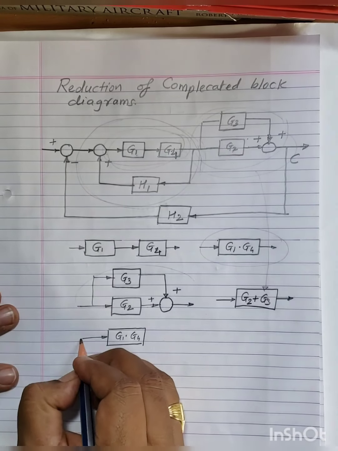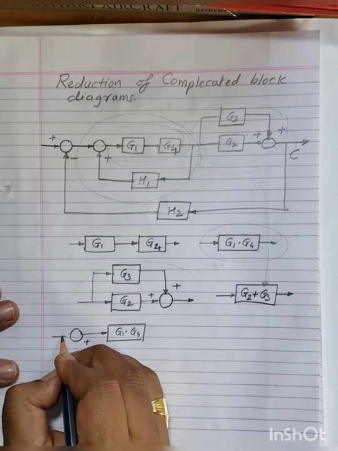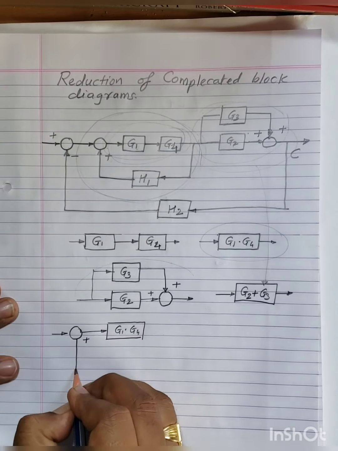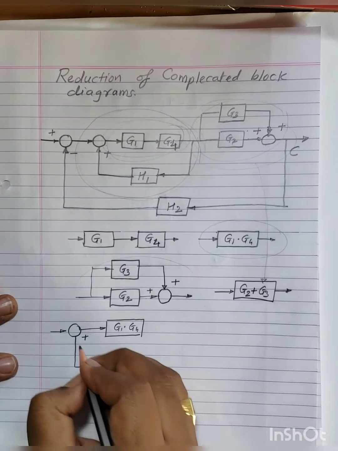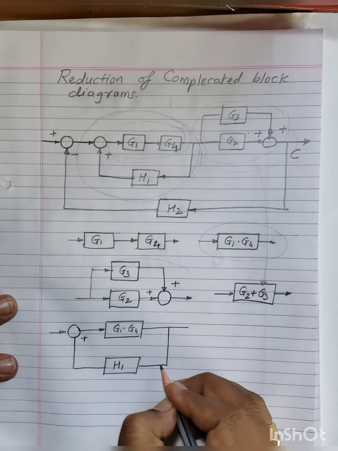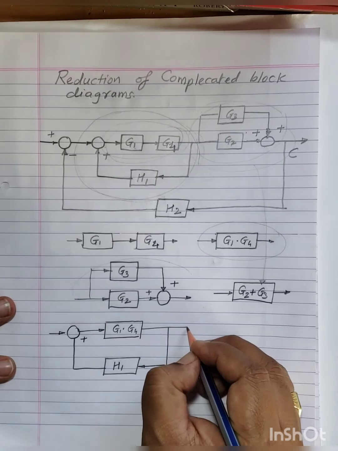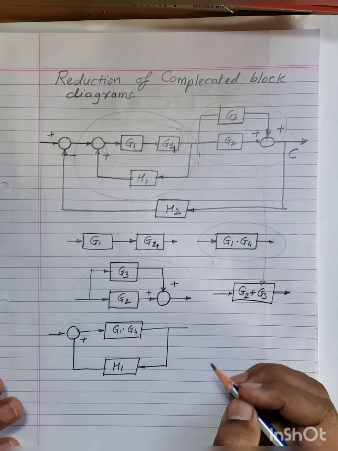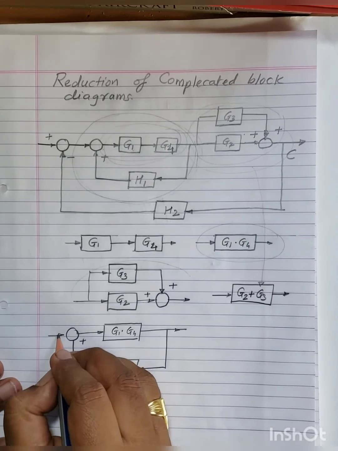Then there is one summing point here, plus, then there is one closed loop block or feedback block. Then yeah, this is what you can see. So in this case, what will be the equivalent circuit for this block?